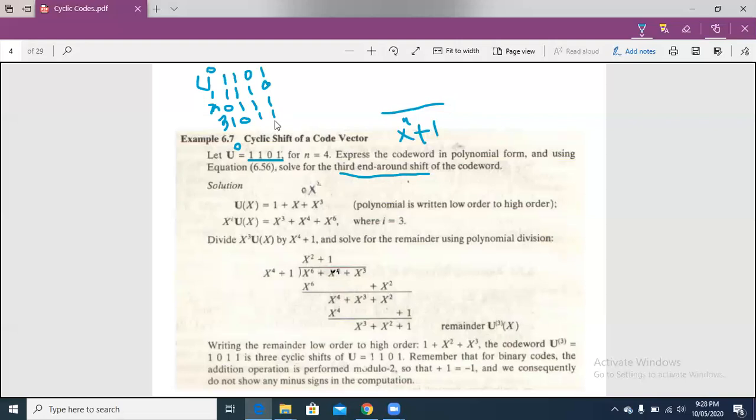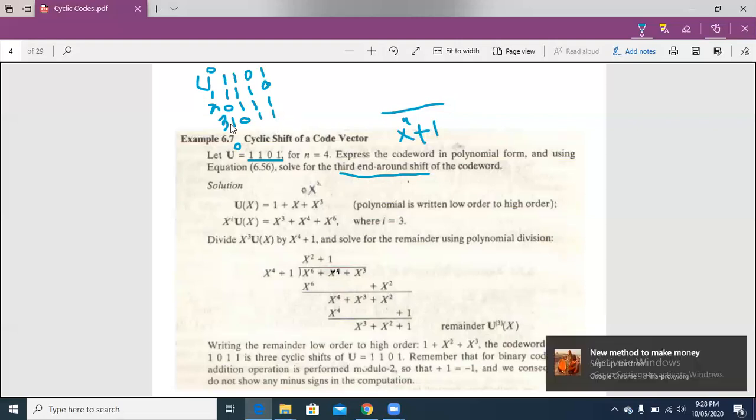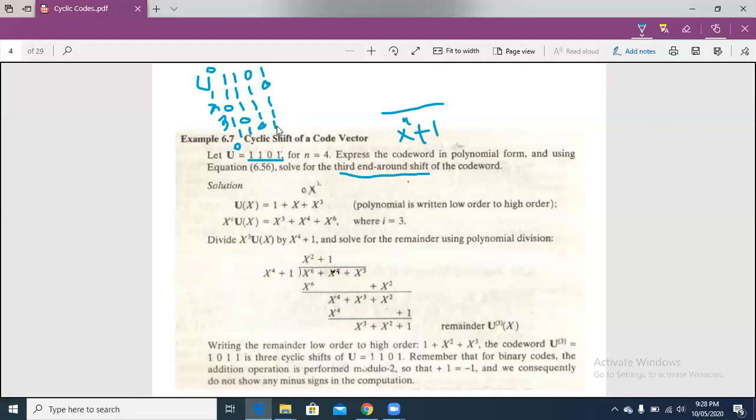The fourth shift, this one will get back here, and we will get back again 1, 1, 0, and 1. So this in fact is u of 0. So at most we can have 3 shifts here. So after 3 shifts, we get the original message. So let's learn how we can generate this shift. We want to generate this code word, which is the third cyclic shift.